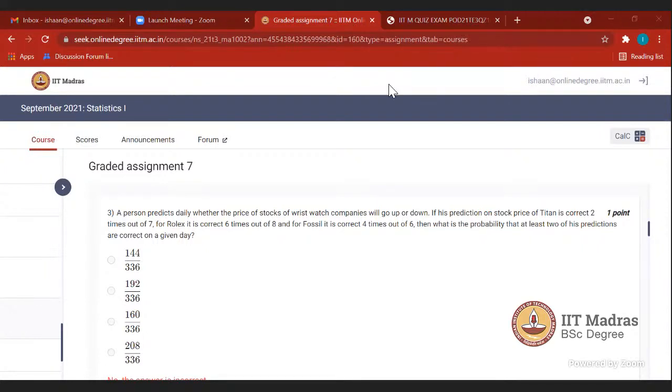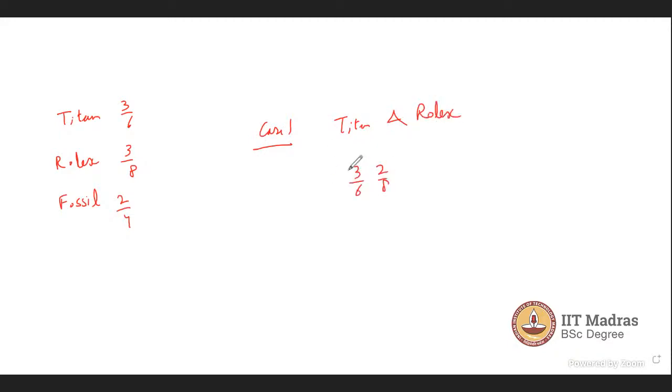Okay, figures are different, let me tell you the cases. Titan, Rolex, and Fossil. It is 3 out of 6 for Titan, 3 out of 8 for Rolex, and 2 out of 4 for Fossil. Okay, let's just do the cases. Case one is he got Titan and Rolex correct. So it will be 3 by 6, 3 by 8, and 1 minus, since this Fossil is wrong, right? Case 2, Titan and Fossil.